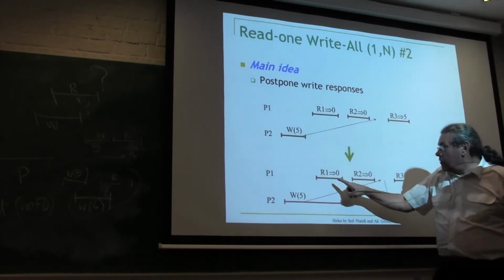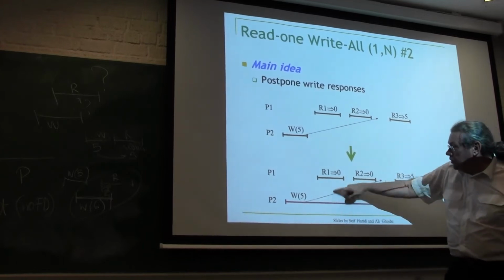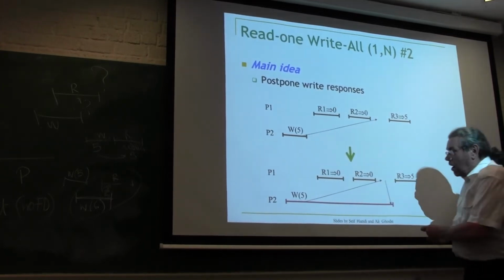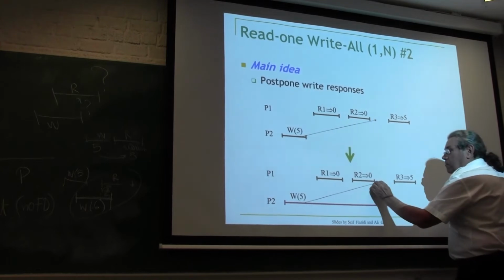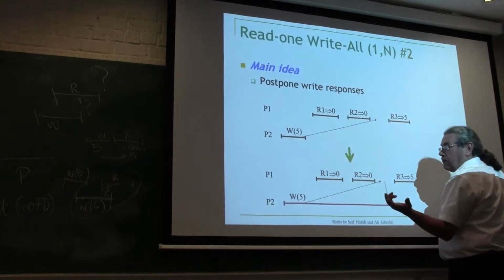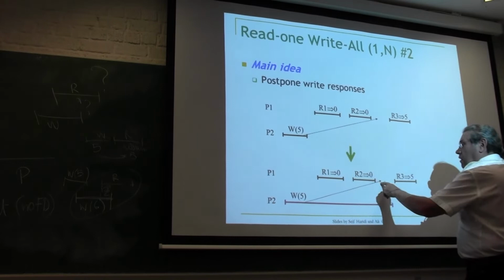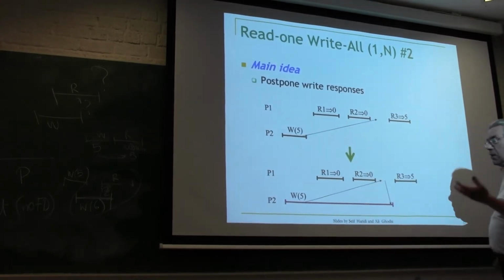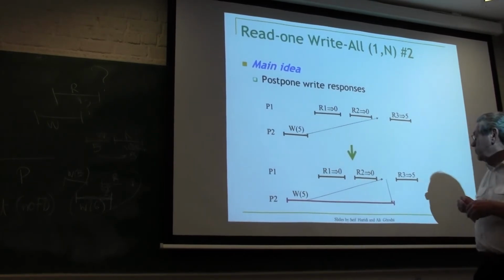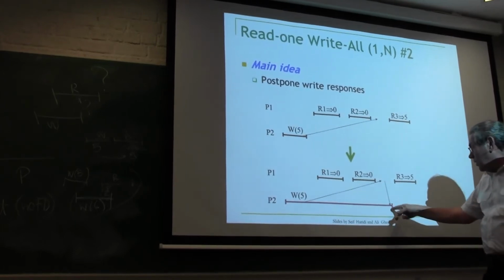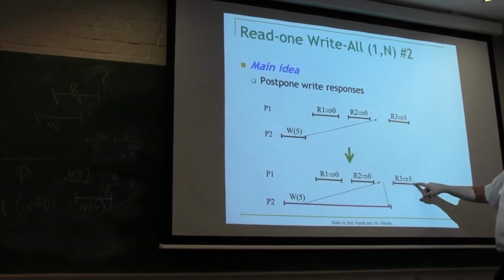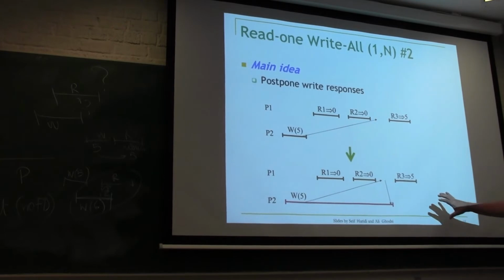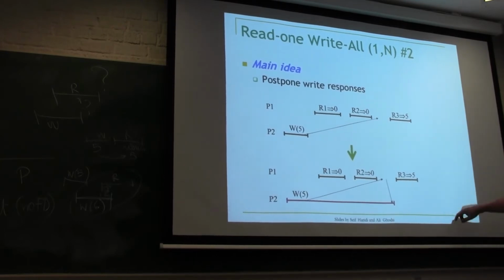And here, if you have reads happening concurrently, then it depends on how fast this message is. If the message is very fast, the reads will return 5. Here the message is very slow and the reads return 0. But it's always going to be 0 or 5. And when the write is actually done, then we know it will always return 5. So this one will satisfy a regular register.